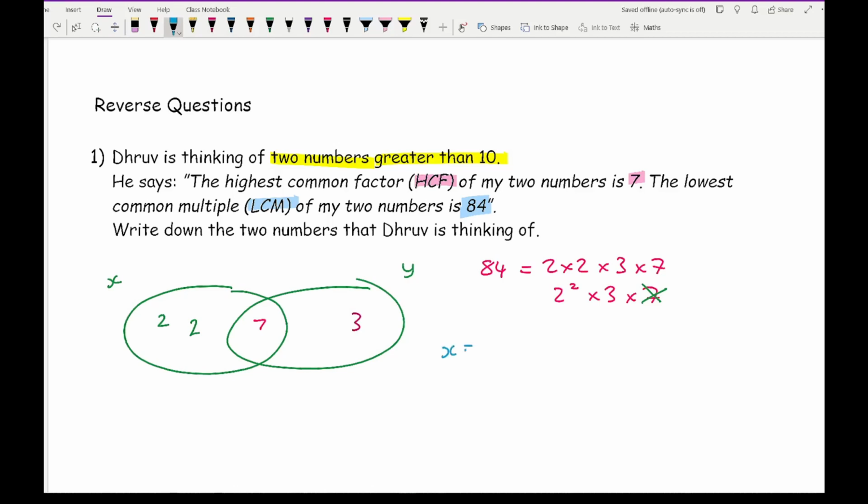So x equals 2 times 2 times 7, which is 4 times 7, which is 28. And y is going to be 7 times 3, which is 21. They're both greater than 10, so that there is my final answer.